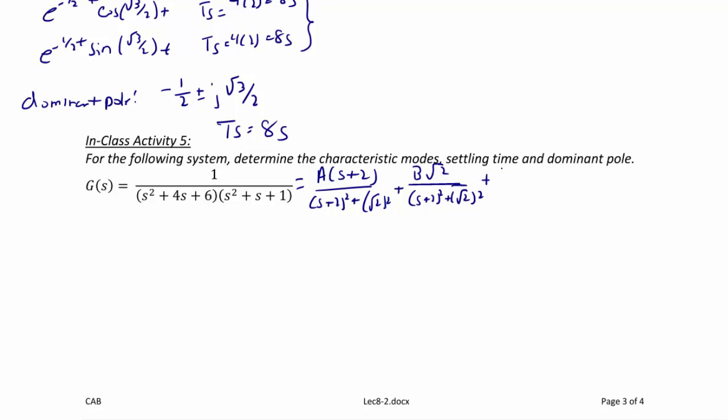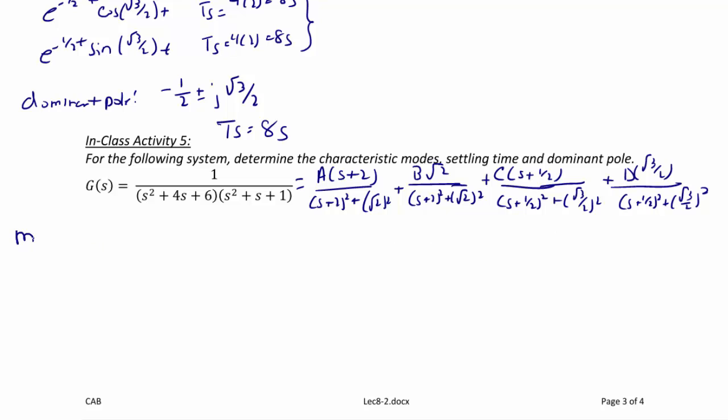Plus c times (s plus 1/2) divided by (s plus 1/2) squared plus (square root of 3 over 2) squared, plus d times the square root of 3 over 2 divided by (s plus 1/2) squared plus (square root of 3 over 2) squared.